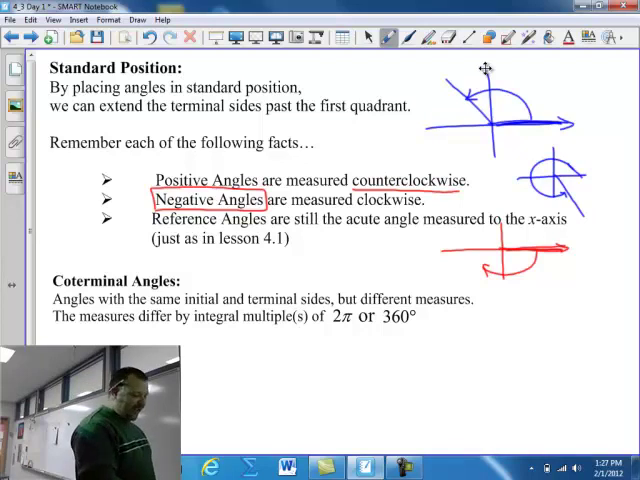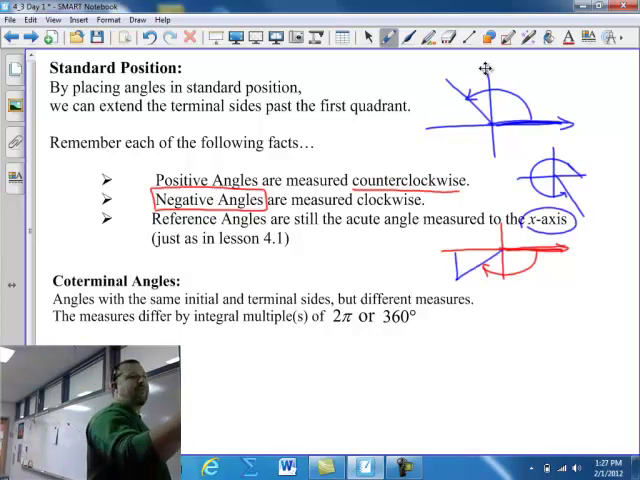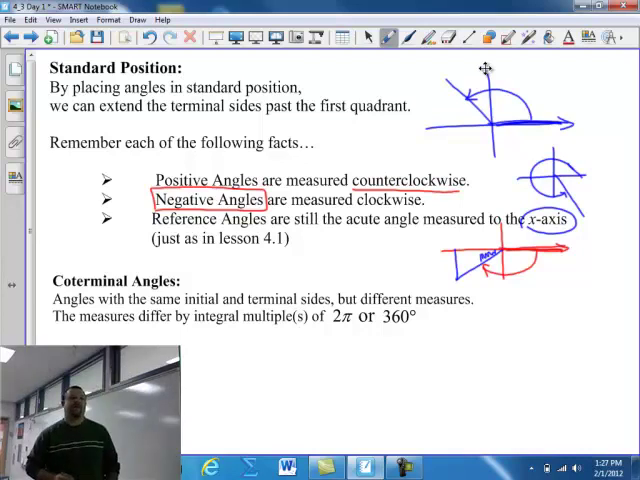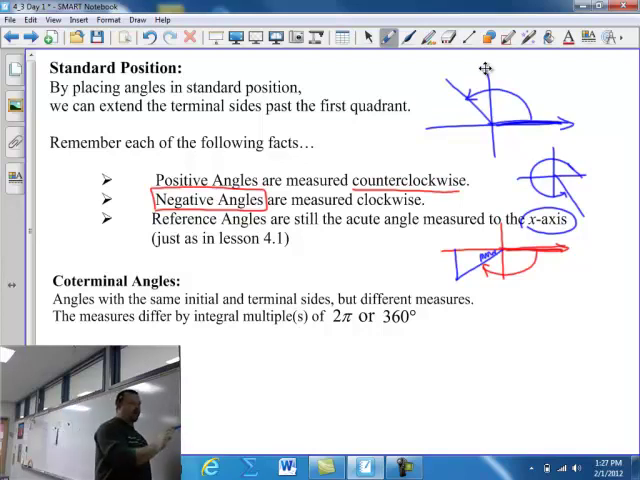Reference angles are still the acute angles measured back to which axis? The x-axis. Always to the x-axis. So if my angle is over here, my reference angle is going to go back to the x-axis, and it's going to be a positive acute angle that gets me from where I ended my terminal side back to the x-axis.